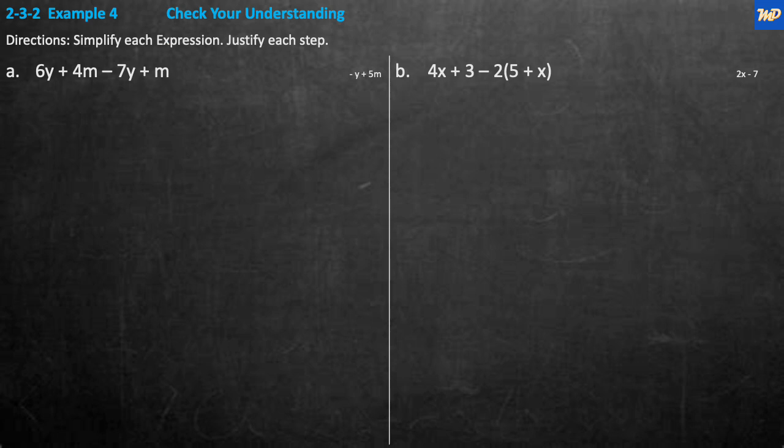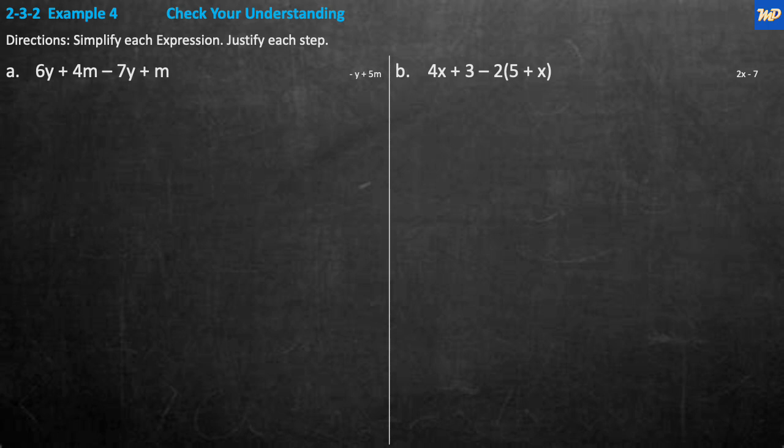So example 4, under check your understanding, directions: simplify each expression, justify your steps. Okay, like before, I'll sit here and I'll wait. You go ahead and stop the video and take your time. See if you can solve this on your own. And then when you come back, we'll complete it together. Okay, I'll wait.